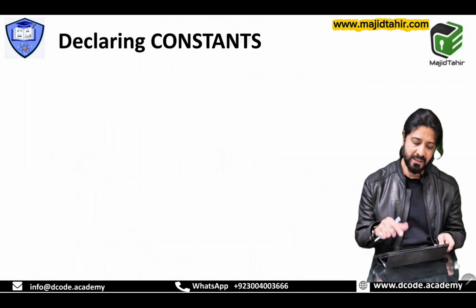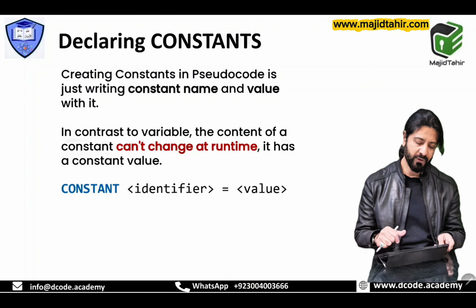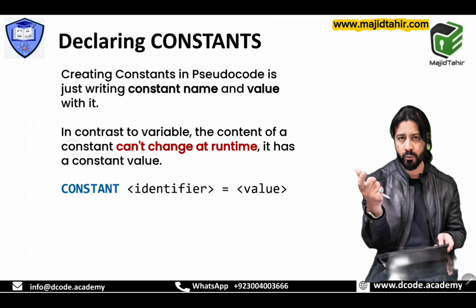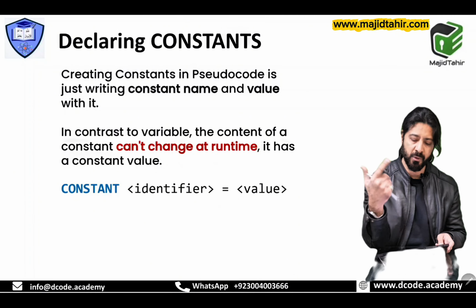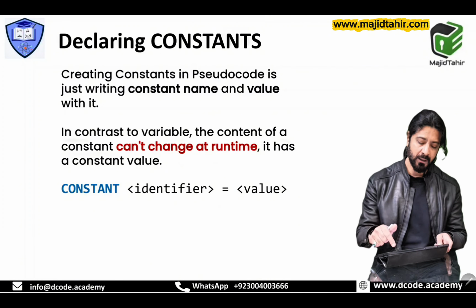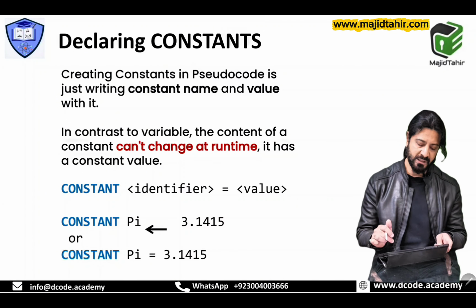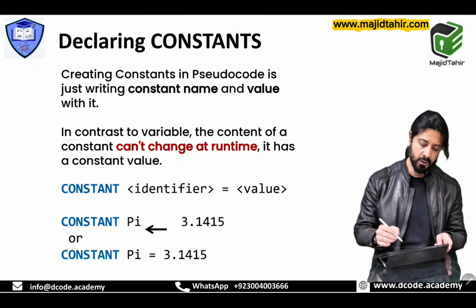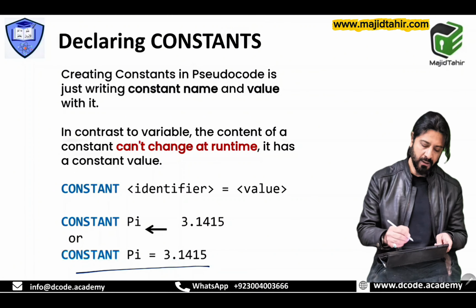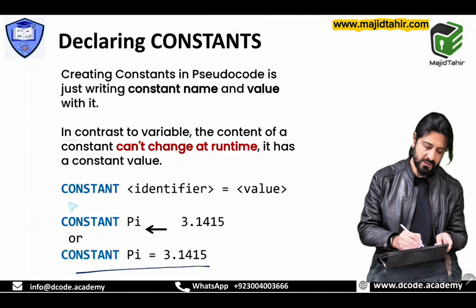Now declaring a constant is the same as declaring a variable. The only difference is that constants, we know, do not change at runtime, so you have to give them a value. For example, the constant keyword, and then the name of the constant and the value of the constant. For example, constant pi is equal to 3.14, or pi is equal to 3.1415.